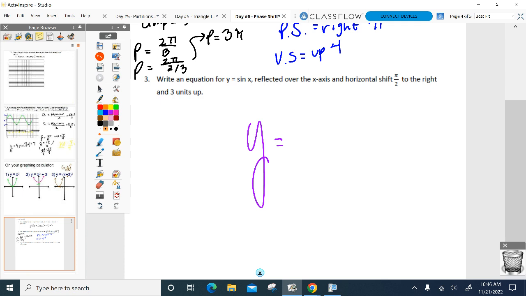Reflected over the x-axis. What's always there if it's reflected over the x-axis? What's always out in front if it's reflected? Mins go to max, maxes go to mins. What's got to be out in front? Negative sign, right? Now how do you do a horizontal shift of pi over 2 to the right? What goes inside my parentheses now? x minus, opposite, pi over 2. And then on the outside, 3 up. Plus 3.